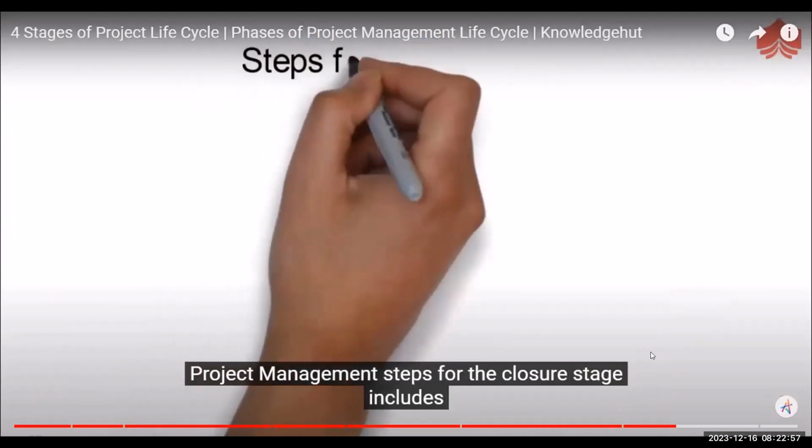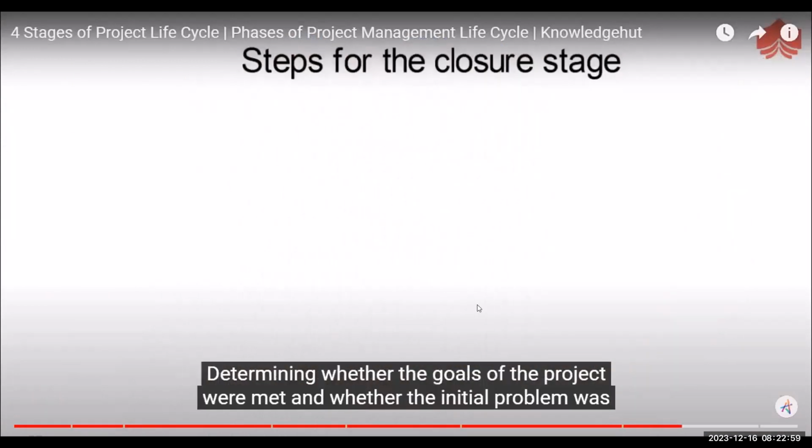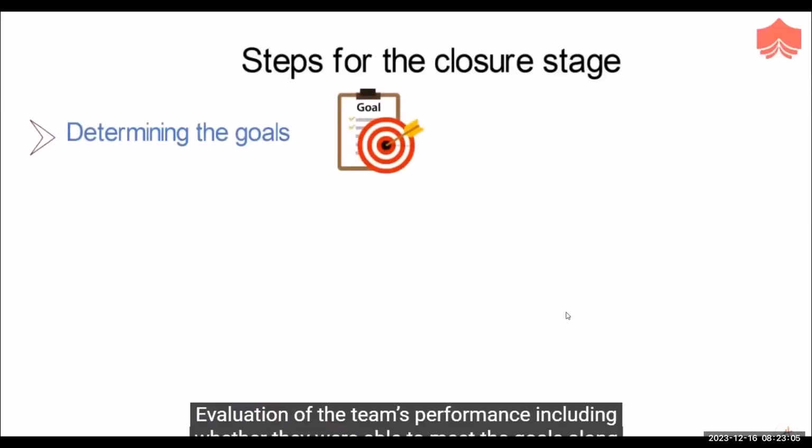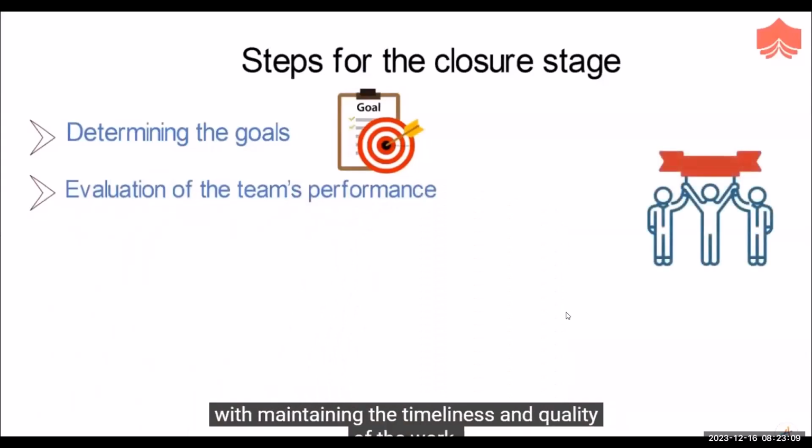Project management steps for the closure stage include determining whether the goals of the project were met and whether the initial problem was solved. Evaluation of the team's performance, including whether they were able to meet the goals, along with maintaining the timeliness and quality of the work.